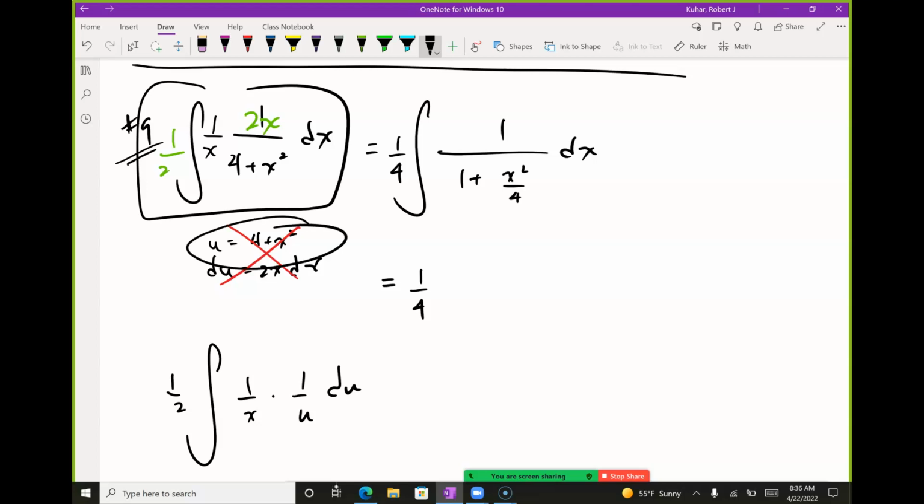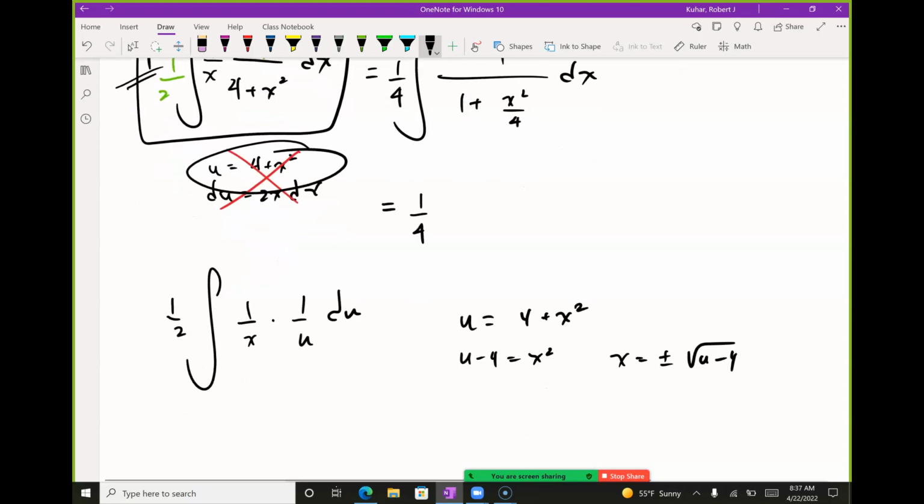let's solve for x here, right? So if u equals 4 plus x squared, then u minus 4 equals x squared, and x equals plus or minus the square root of u minus 4. Okay, let me put that in. So I have 1 over u square roots of u minus 4 du, and I don't know if you can notice, but this is turning into something far worse than I had originally. And this is kind of your hint of don't keep going. If it gets nasty, don't keep going.